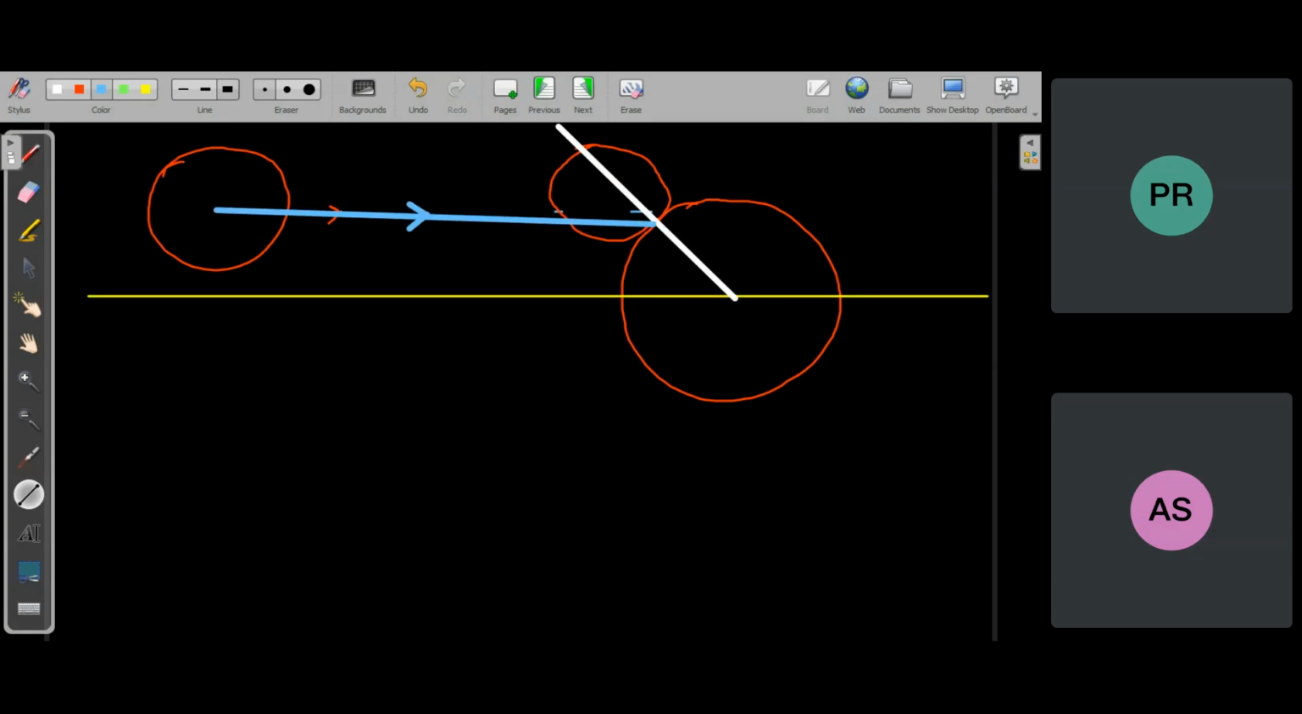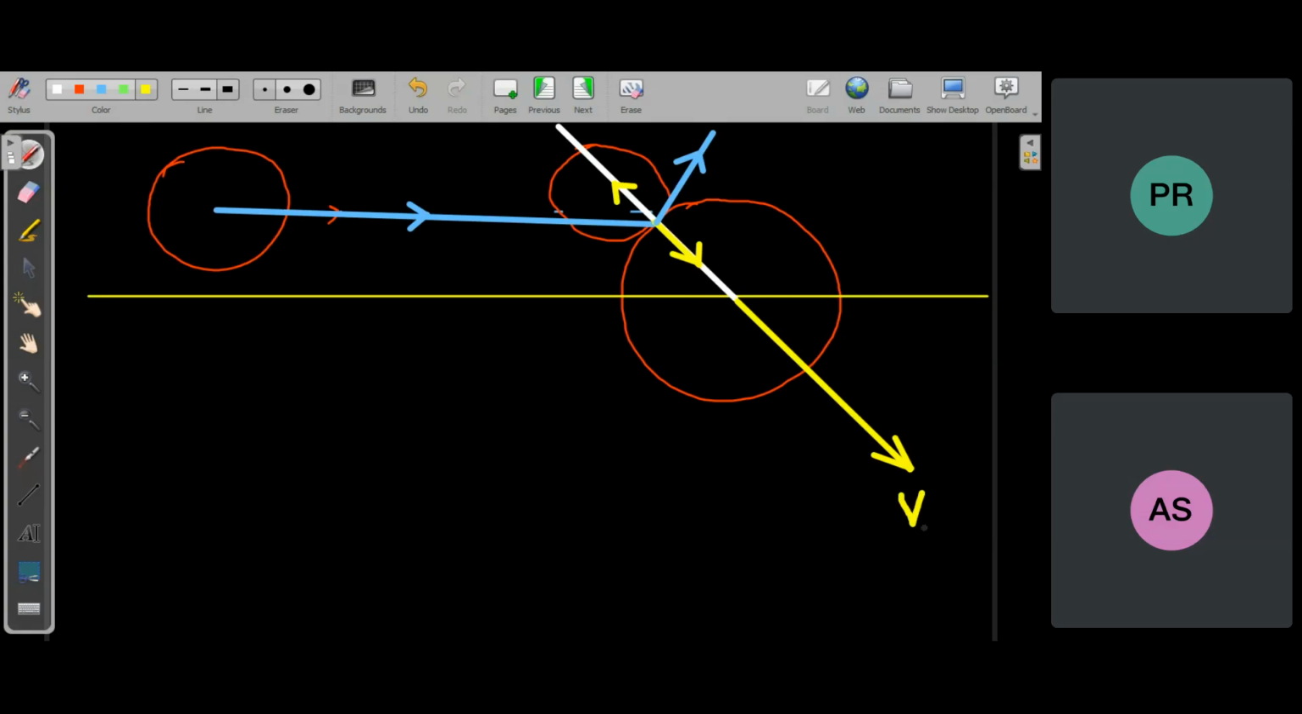After hitting, it will exert force along the line of impact. It will experience a force in this direction, and the other will experience a force in this direction, by Newton's third law. Because of that, its velocity direction will change. The other one was at rest, so it will start moving along the line of impact because it experienced force along that direction.